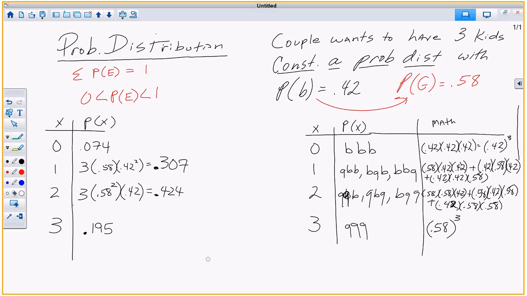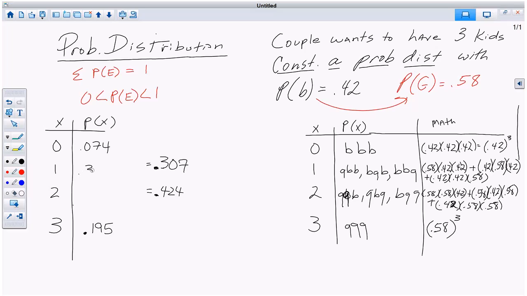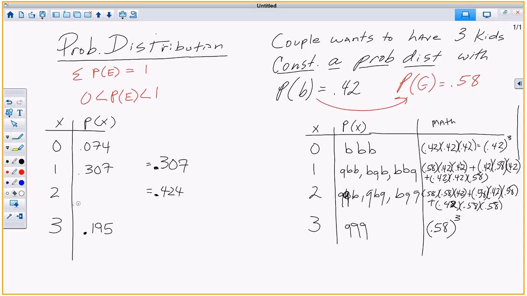0.307. All right, now add them all up. 0.31 and 0.42 is 0.72, or 0.73. That's 0.93. Yep. Should equal what? 1. 1. All right, so we can erase this. And now you have your probability distribution. I'm going to move these over, 0.307 and 0.424. And this is what we call a probability distribution. That's how you do it.